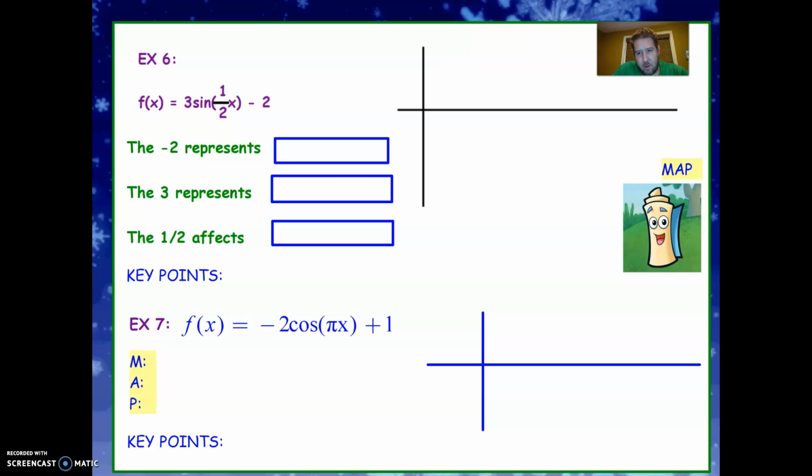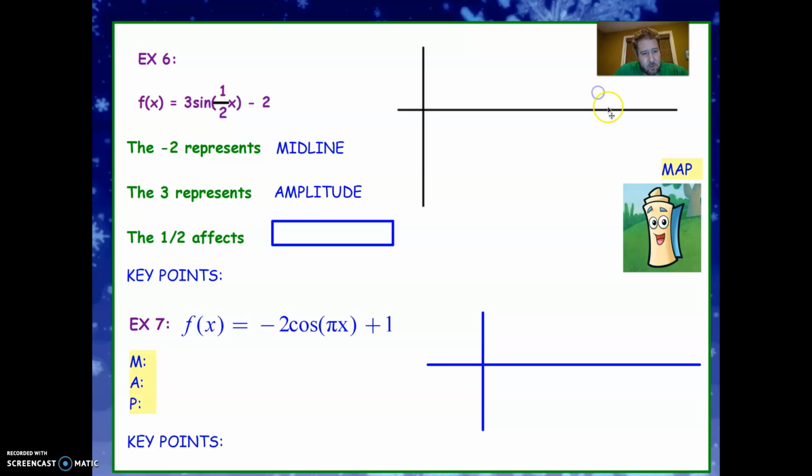8.5 minutes. Okay, I'm going pretty good time. -2 is the midline, 3 is the amplitude, and 1/2 is what affects the period, as I mentioned. That's the B term. So we can use that 1/2. So we know it only does half a cycle for every 2 pi amount of time, which means it's going to take twice of that.